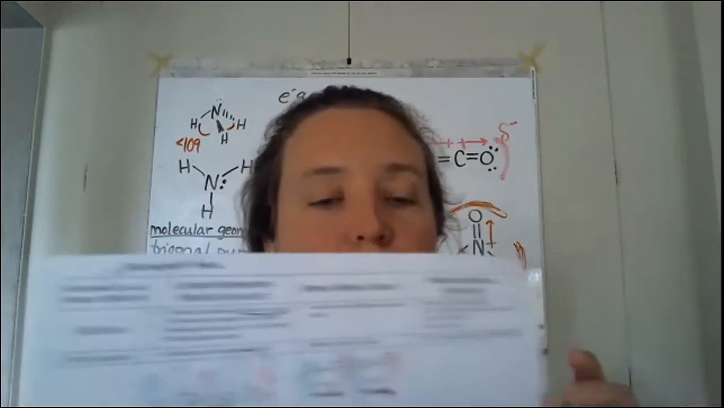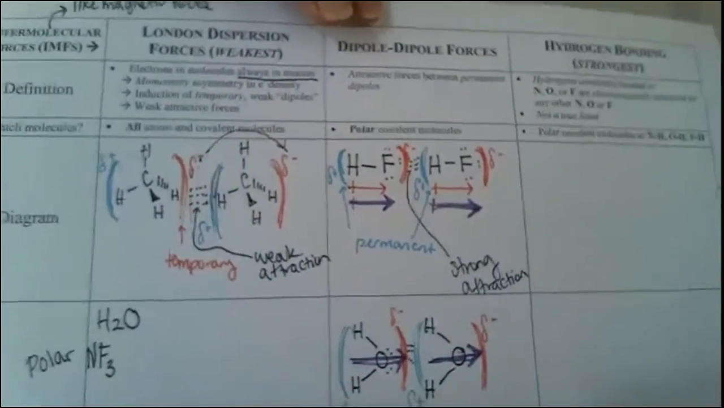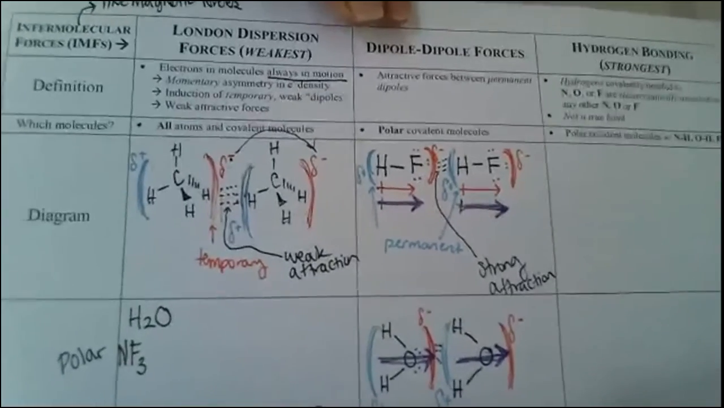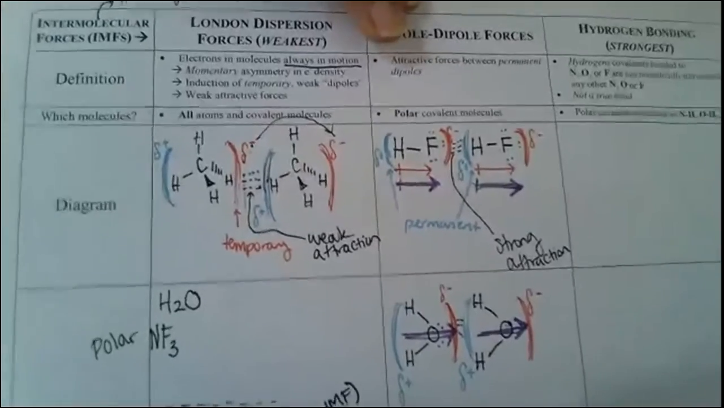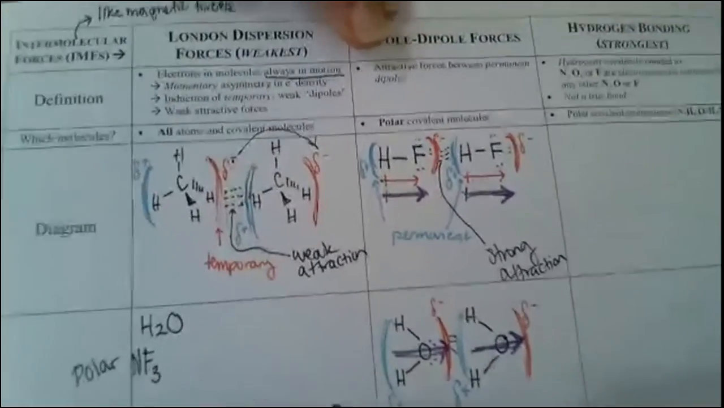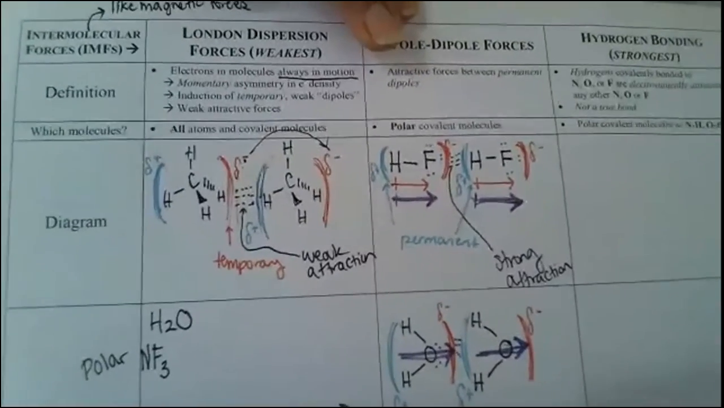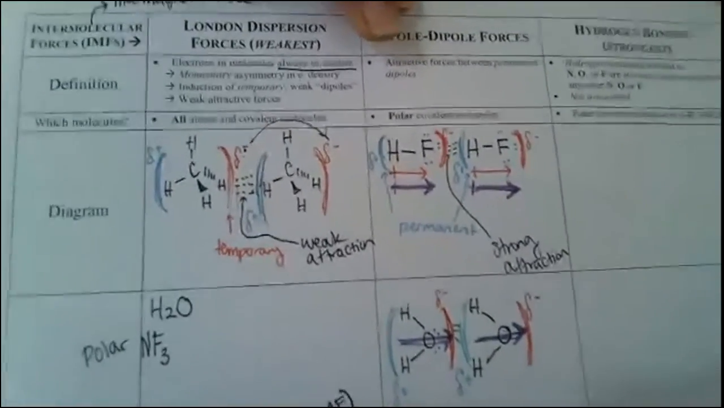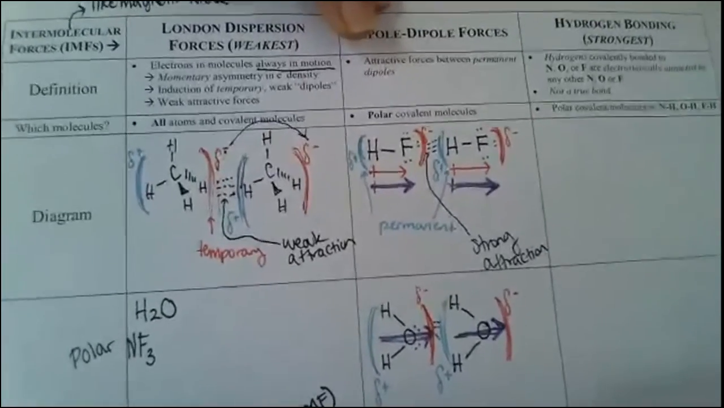So dipole forces are for polar molecules only. When do you see where it says polar molecules? Polar covalent molecules, right down there. Those are the ones that have that purple permanent dipole arrow, which we were showing on the chart before this too.